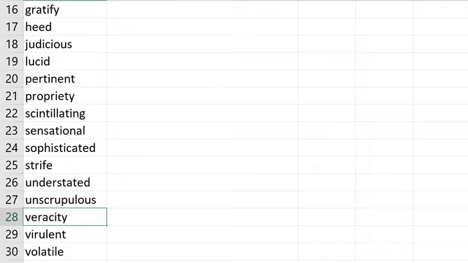Veracity means the truth or honesty. Veracity is very important. Sensational news reporting doesn't have a lot of veracity. Virulent can mean harmful or damaging if we're talking about a disease or a virus. But if we're talking about speech, it just means very hostile and very bitter, very negative, very cynical speech. And then finally, volatile means difficult to predict. It could go in a million different directions. It's not stable. It's something that has no pattern to it.